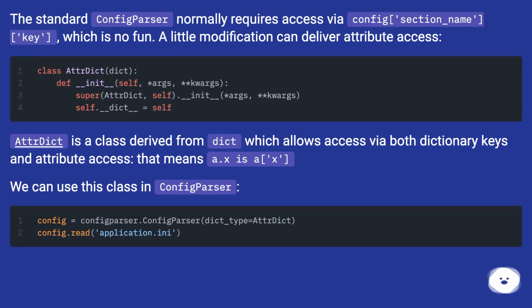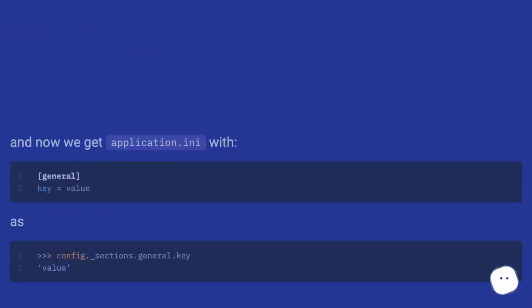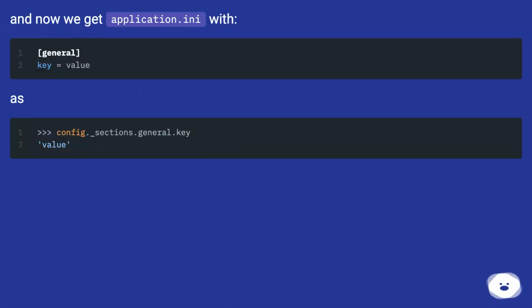AttrDict is a class derived from dict which allows access via both dictionary keys and attribute access. That means a.x is a['x']. We can use this class in ConfigParser. And now we get application.ini with attribute access.